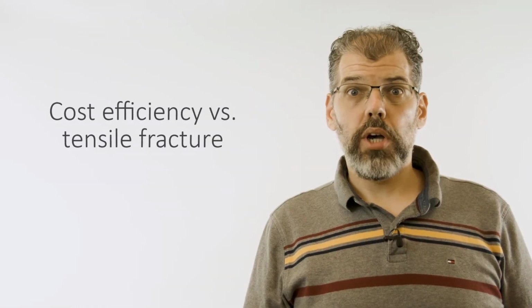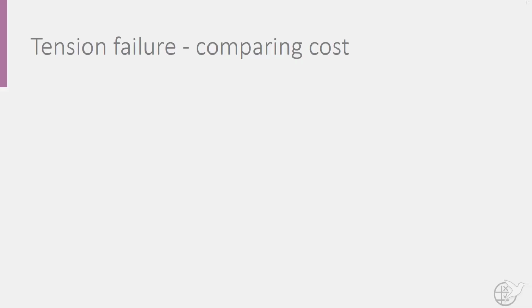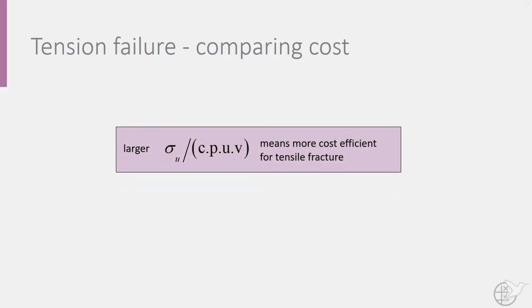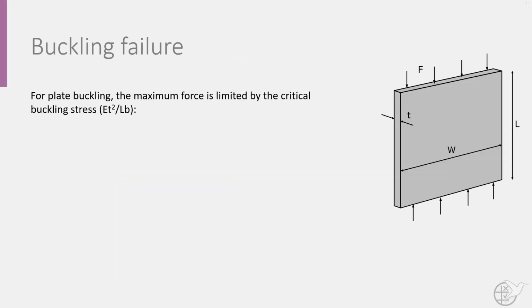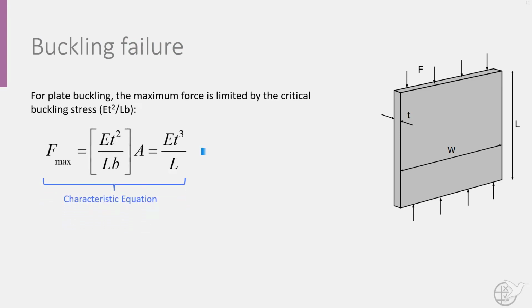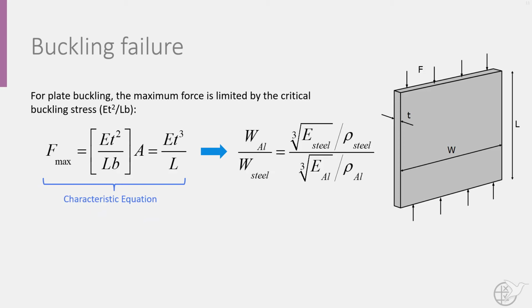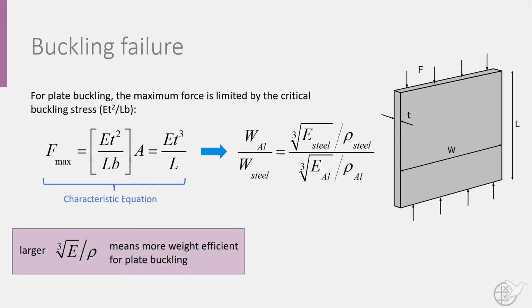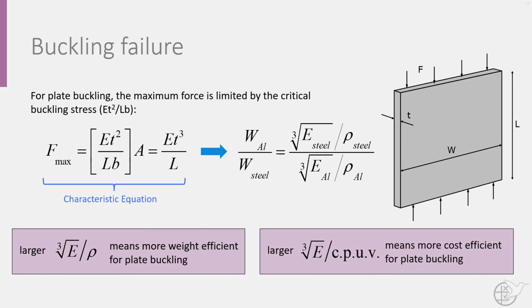We can do a similar analysis for different constraints and characteristic equations. For instance, if we want to look at the material cost efficiency for tensile fracture, our selection criteria would reduce to the ratio of ultimate strength over the cost per unit volume of the material. Conversely, if we consider the case of buckling, which has the following characteristic equation, the selection criteria would reduce to a ratio of the cube root of the material stiffness divided by material density, or divided by material cost per unit volume, depending on if weight or cost were the driving design constraints. There are many different characteristic equations for different structural capabilities and design constraints.